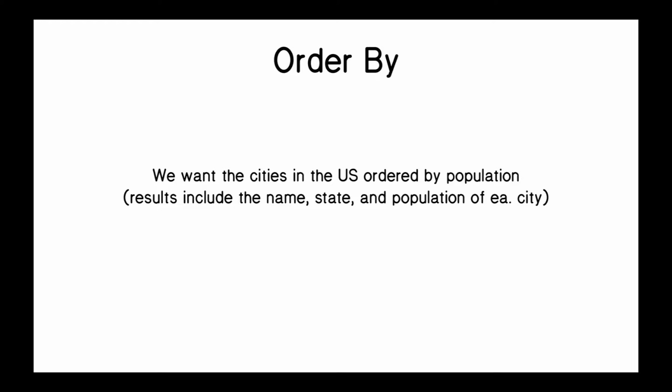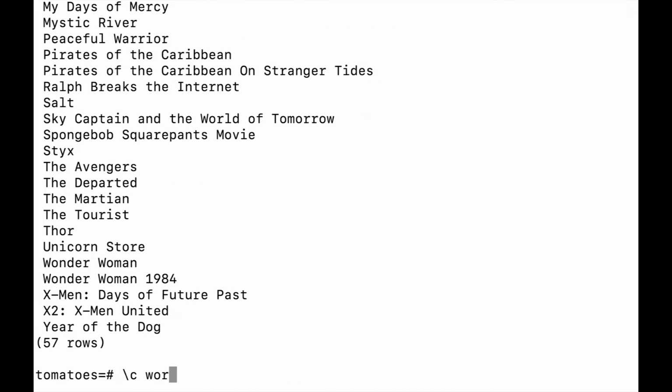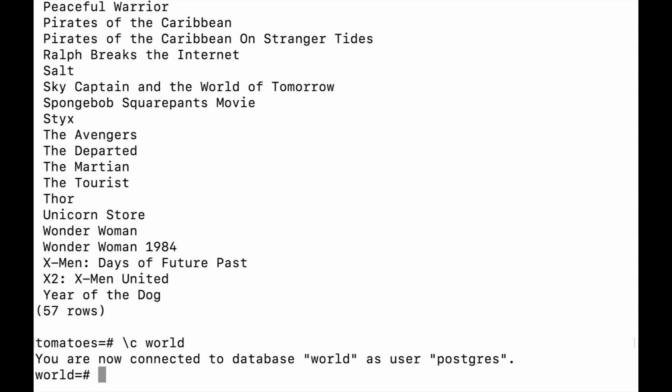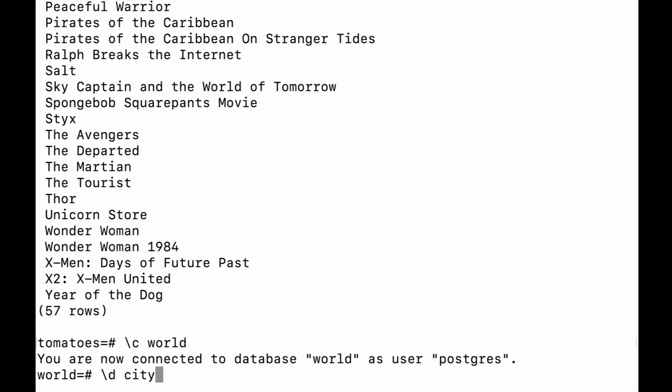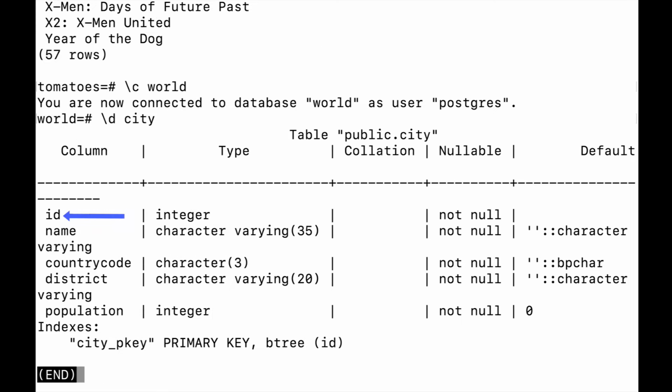Next, suppose we want the cities in the U.S. ordered by population, so the name, the state that city's in, and the population of those cities. So for that, we're going to change it to the world database. And now let's just take a look at that city table to see what it looks like. And so we have the ID column, the name of the city, the country code, so USA in our case that we're interested in, the district, which holds the state information for states in the US, and the population.